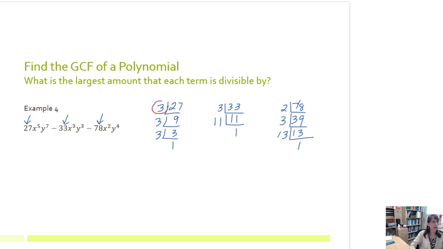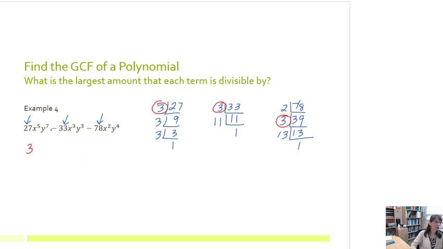And I notice that 3 is found in each one of our coefficients. Now all I have is factors of 3 for 27. I don't have 3 to circle again for all of these coefficients. 11 is not found in all 3. 13 is not found in all 3. 2 is not found in all 3. So the factor of 3 is the only common numerical factor for all three of our terms.